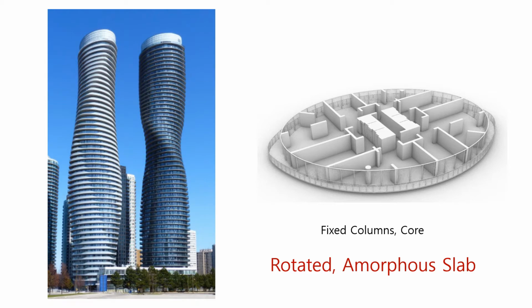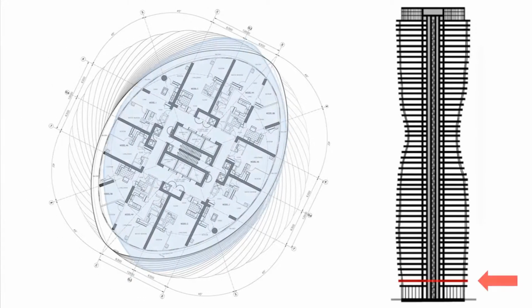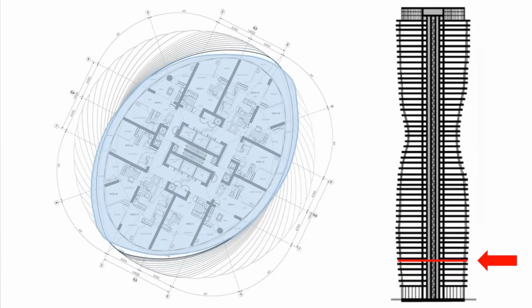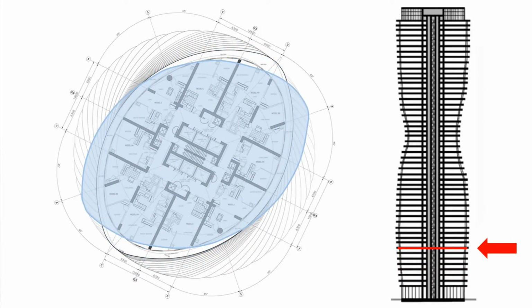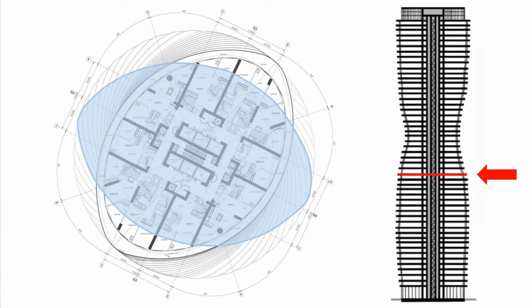However, the Absolute World Tower has fixed columns and cores, but it has an amorphous slab rotating structure. Engineers designed elliptical slabs so that all floors have different angles to create a building that looks flexible on the outside. As the layer goes up, the angle rotates, and the size of the angle is different.